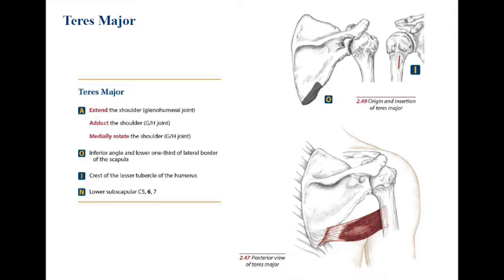Teres major. Originates inferior angle and lower 1/3 of the lateral border of the scapula. Inserts crest of the lesser tubercle of the humerus. Actions: extend the shoulder, adduct the shoulder, medially rotate the shoulder.